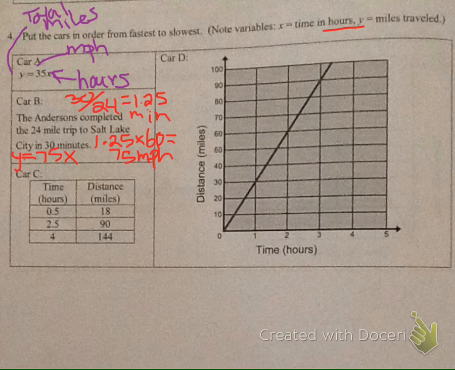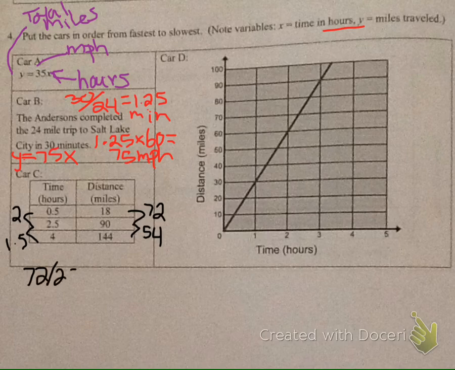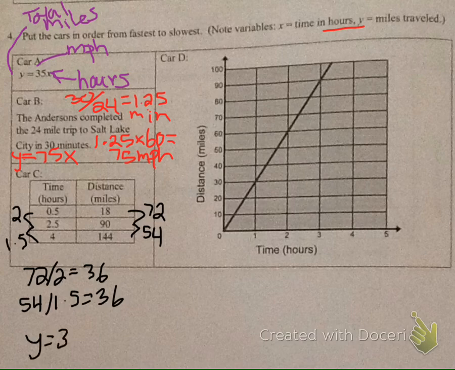Now car C, I'm going to get the equation by putting in my carets. From 18 to 90 is going up 72. From 90 to 144 is going up 54. From 0.5 to 2.5 is going up 2. From 2.5 to 4 is going up 1.5. Now I have to divide change in y divided by change in x. 72 divided by 2 is 36. 54 divided by 1.5 is 36. So their equation is y equals 36x.